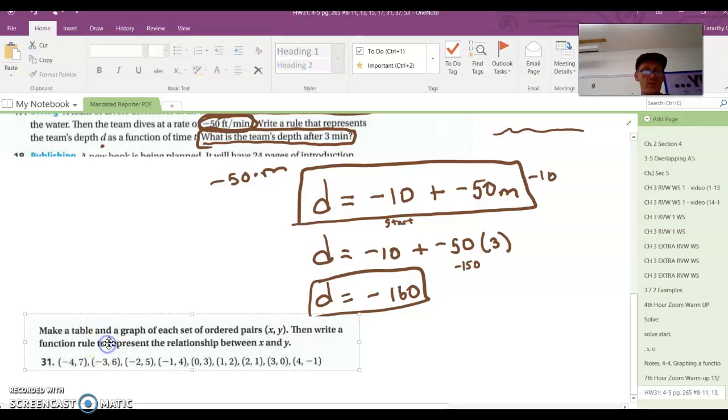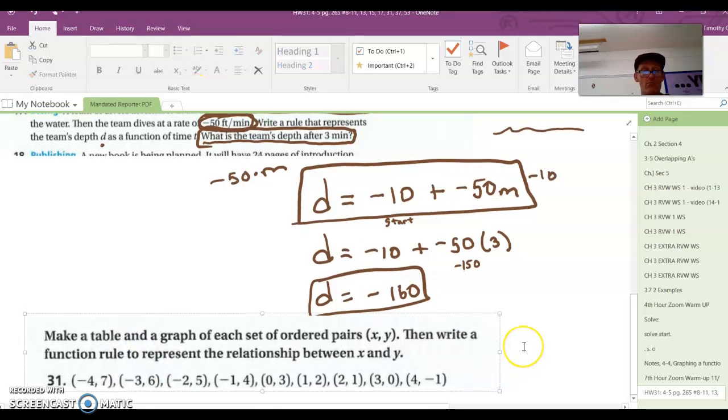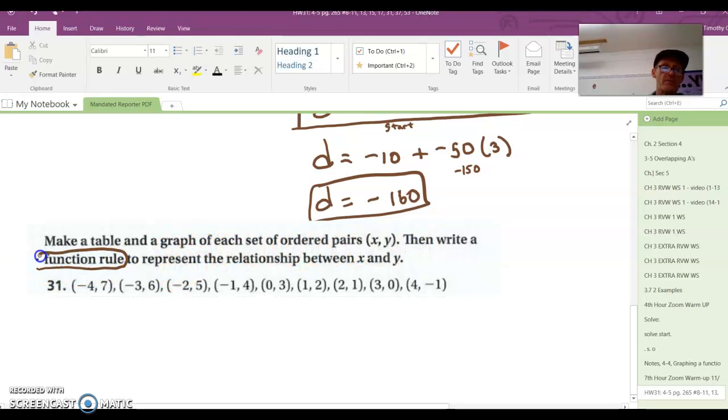All right, so 31 says, make a table and graph. Well, we have all these ordered pairs. Make a table and graph the set of ordered pairs, then write a function rule to represent the relationship between x and y. So we have these ordered pairs. I'm just going to estimate where they are, and these will form a line.